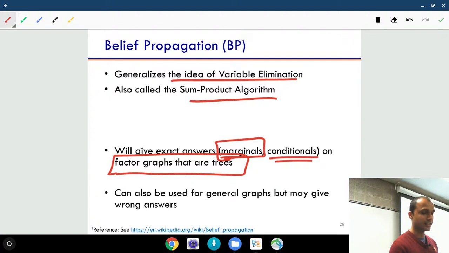to compute things like marginals and conditionals. Okay, so that's something that we will not. So we'll just accept it as a fact for now, and we'll look at pretty much factor graphs which look like trees. Okay.